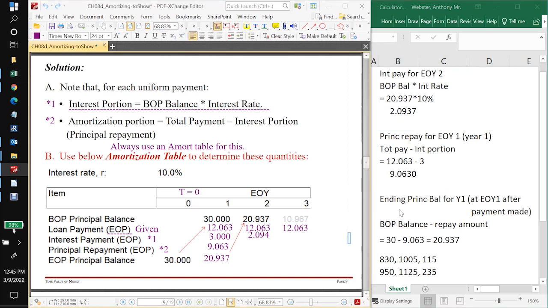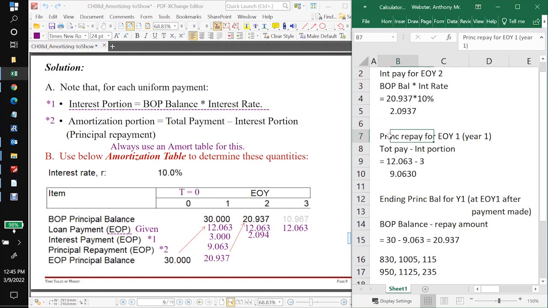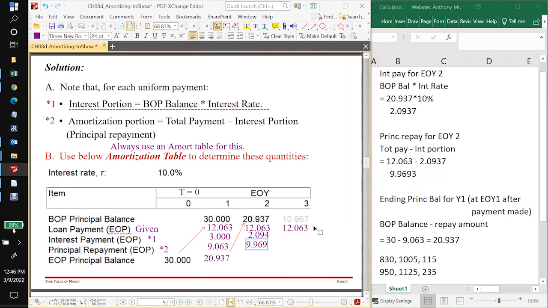Okay, and then our principal repayment for year 2 is again the total payment minus the interest portion. So in this case, it's our constant payment minus 2.0937, and that's equal to 9.969. So we're going to have a little bit of rounding error here and there in this.